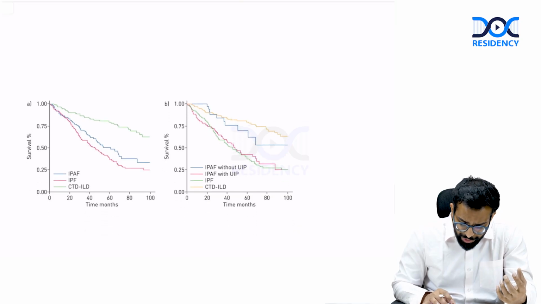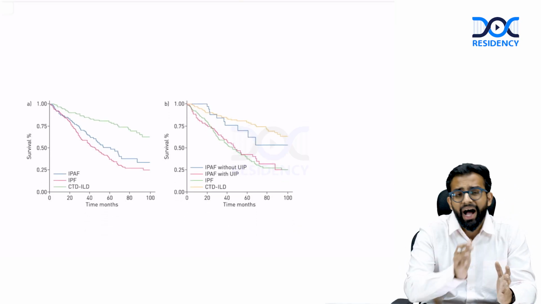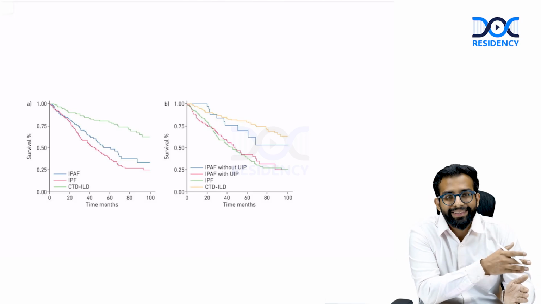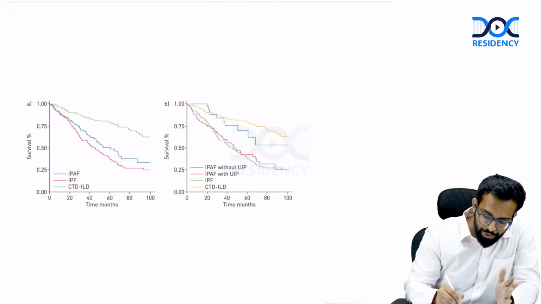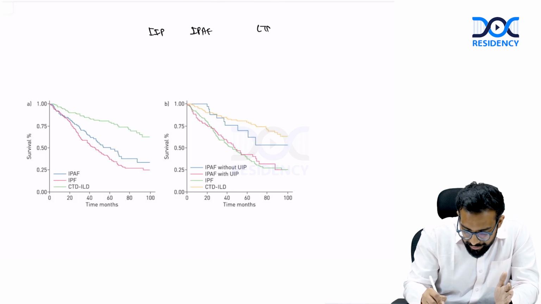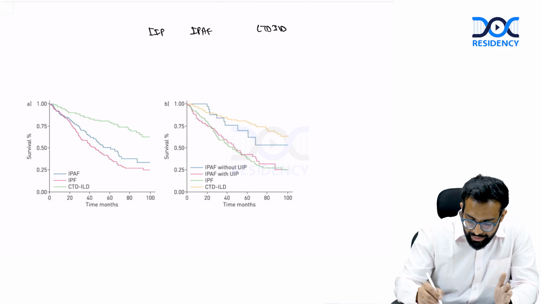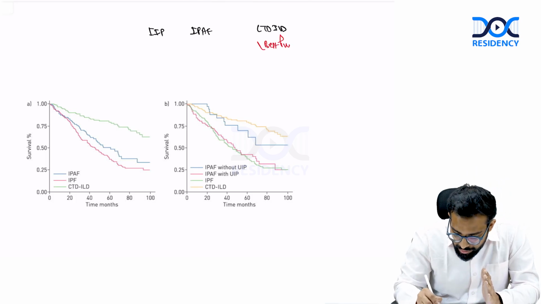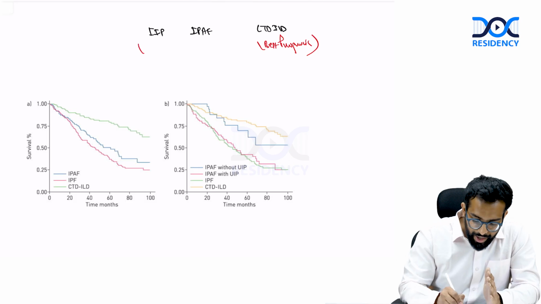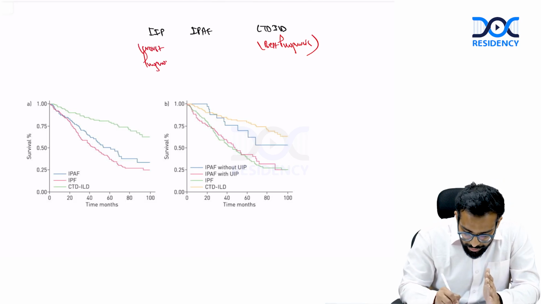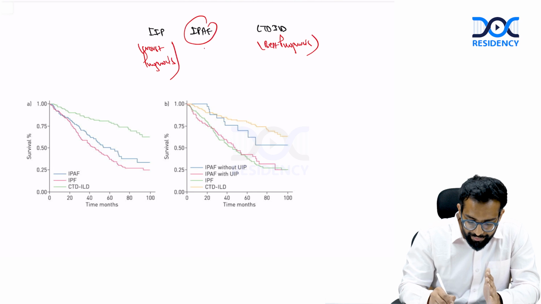Coming to the prognosis of IPAF, as I told you, IPAF patients fare better as compared to the idiopathic interstitial pneumonia patients. So if you make a spectrum of IIP, IPAF and CTD ILD, then CTD ILD patients have the best prognosis. Idiopathic interstitial pneumonia patients have the worst prognosis, and IPAF is in between.